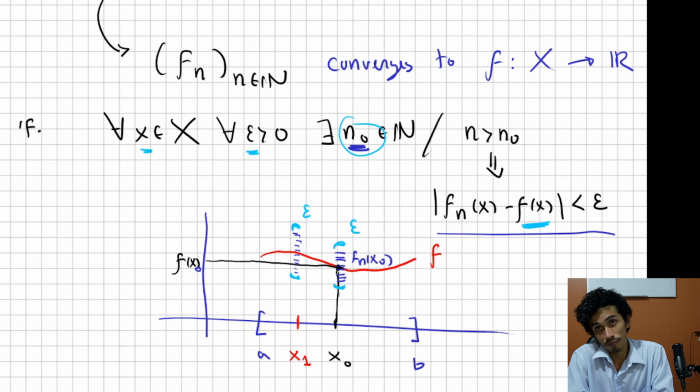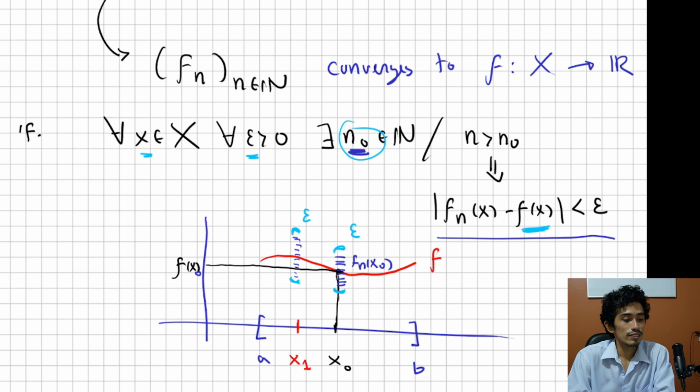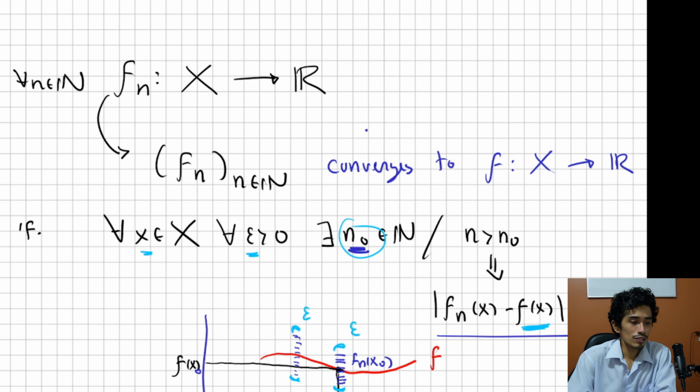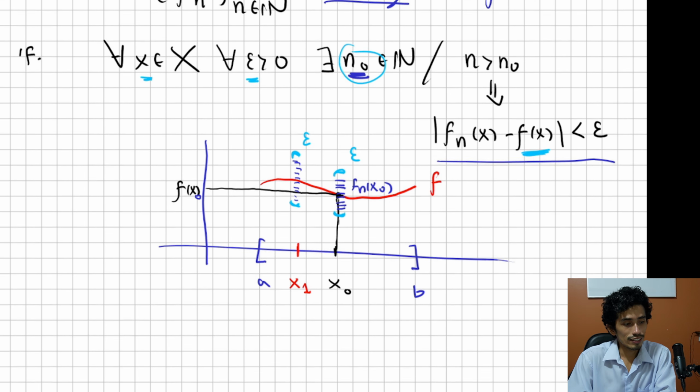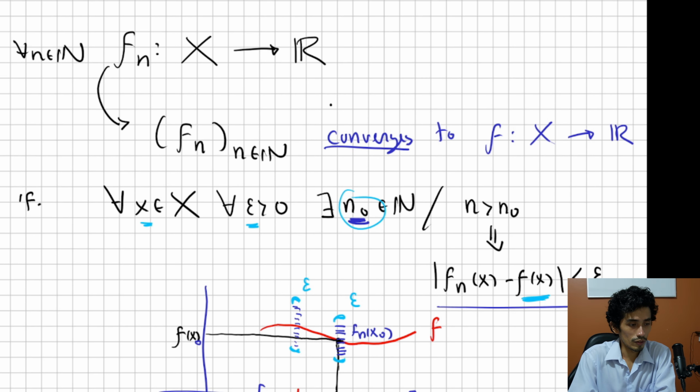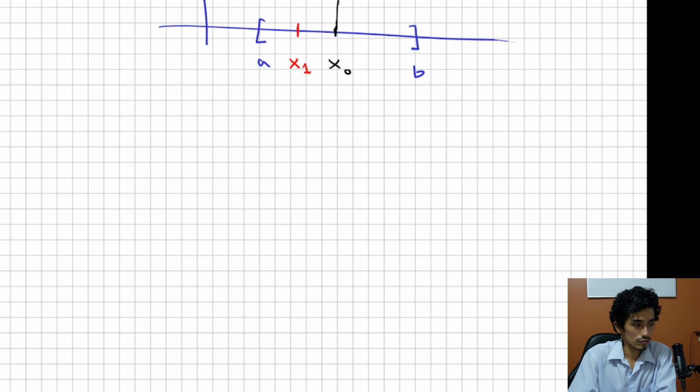That's a problem if you want to define properties on the limit function. This happens because this definition of convergence is too weak. So we need to strengthen this definition. This definition of convergence is called simple convergence, and the stronger definition is uniform convergence.